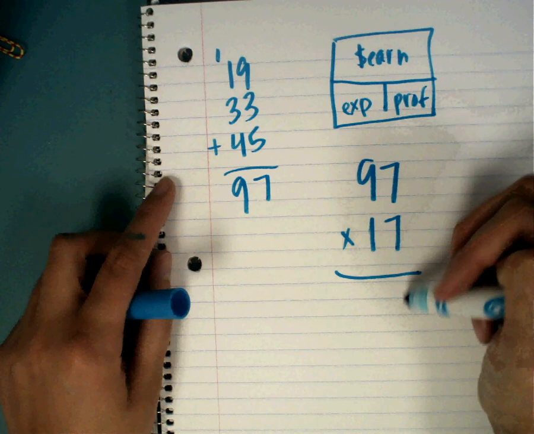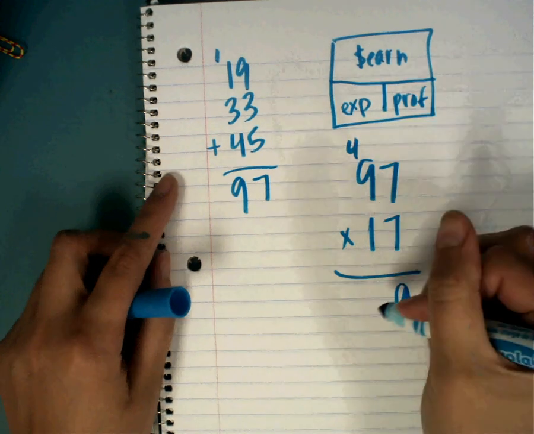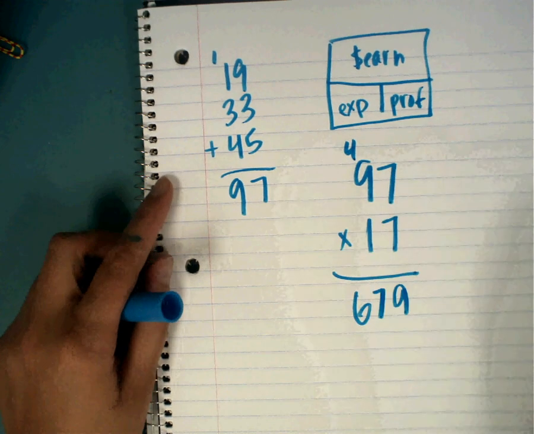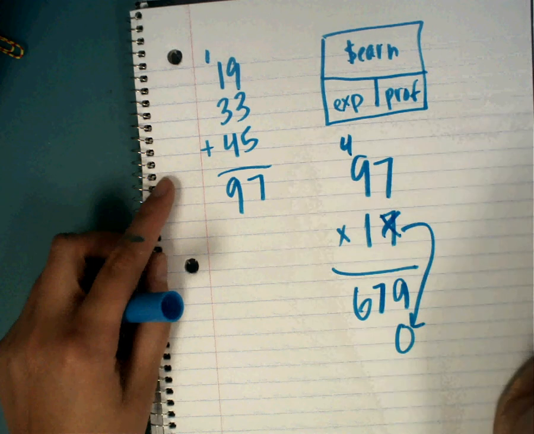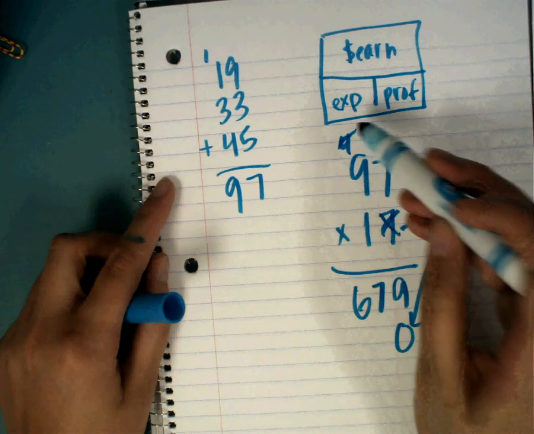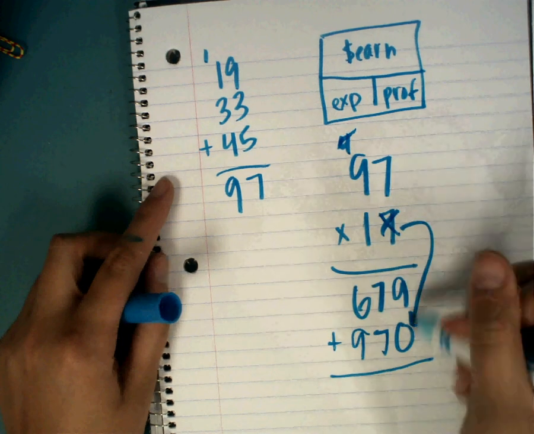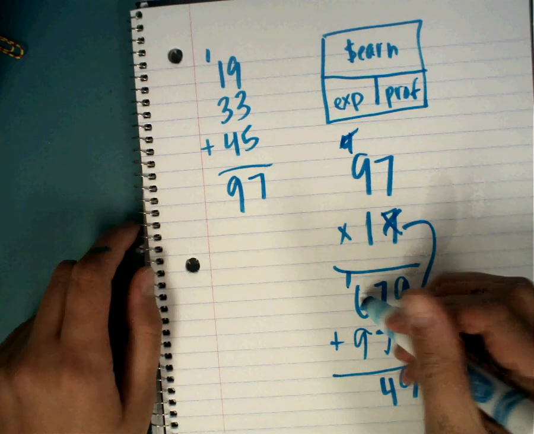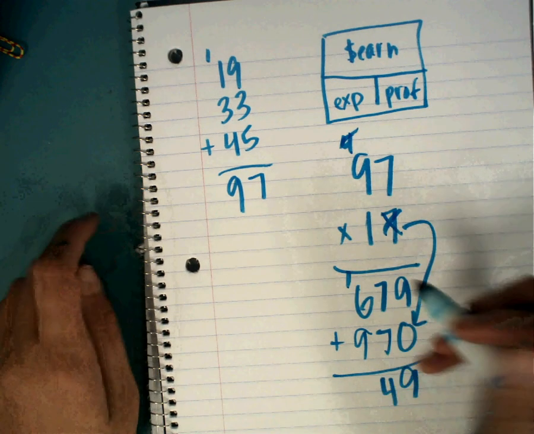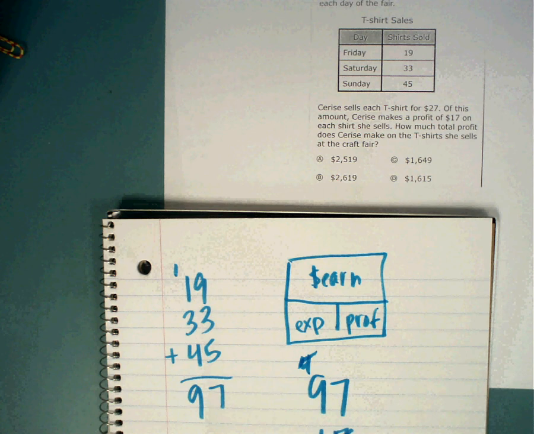7 times 7? 49. 9 times 7? 63 plus 4? 67. Then 7 times 1 is 7, 9 times 1 is 9. Let's add them up. 9 plus 0, 9. 7 plus 7, 14. 6 plus 1 plus 9, 16. So the answer is $1,649 was her profit. Okay?